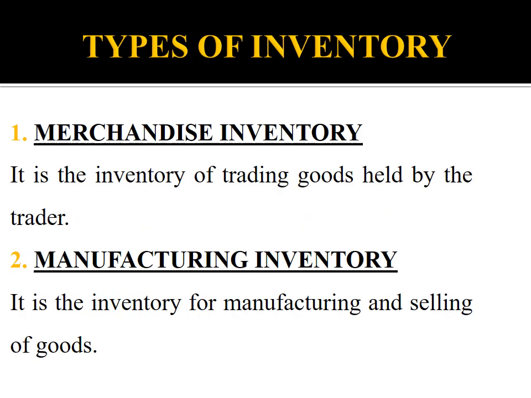Generally, there are two types of inventories. They are merchandise inventory and manufacturing inventory. Merchandise inventory is the inventory of trading goods and manufacturing inventory is the inventory of manufacturing and selling goods. So, merchandise inventory represents the inventory of trading goods. Manufacturing inventory represents the inventory of manufacturing goods.